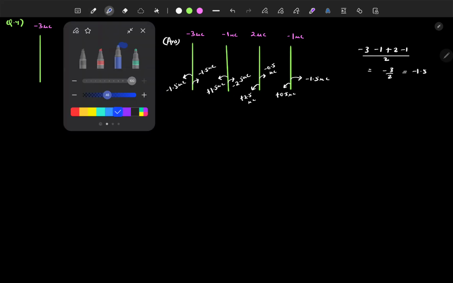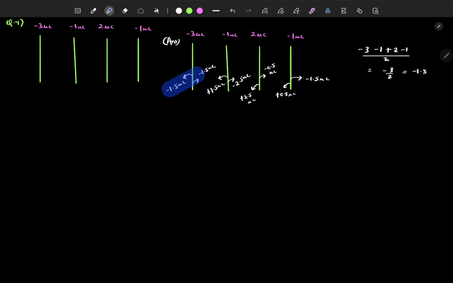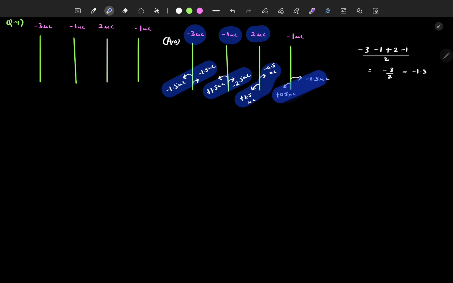Okay, now all of you can check. Minus 1.5 minus 1.5, that is minus 3. Again plus 1.5 minus 2.5, this is minus 1. Plus 2.5 and minus 0.5, that is 2 microcoulomb, correct. Again plus 0.5 minus 1.5, that is equal to minus 1 microcoulomb. So this type of distribution is the correct distribution.